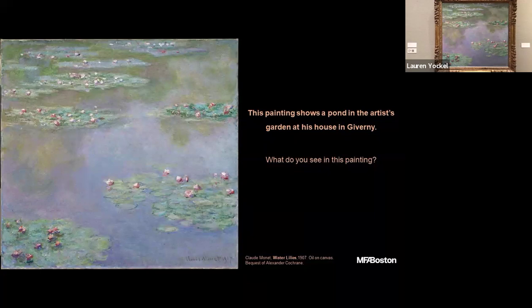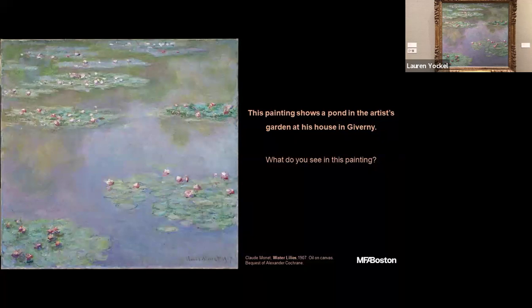Somebody says we see water. We see lily pads. More people are noticing the lily pads. Flowers. Anything else? So when we look at this painting, we're seeing water, lily pads, flowers. If anybody else has anything to add, you can keep on adding to the chat.